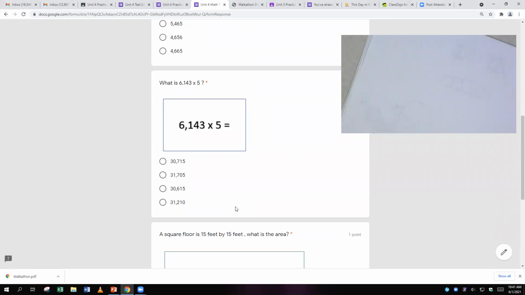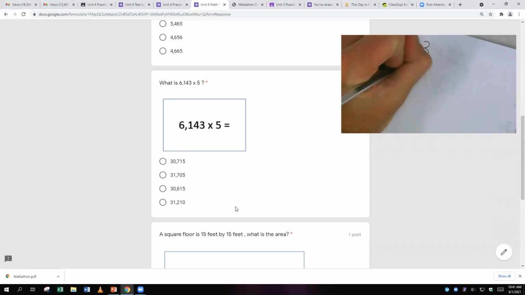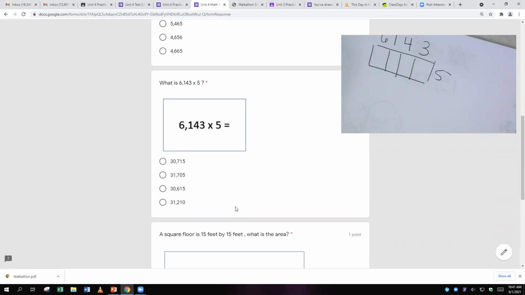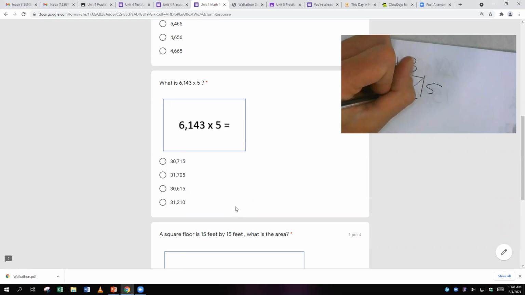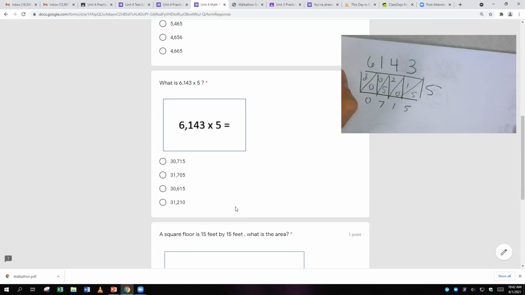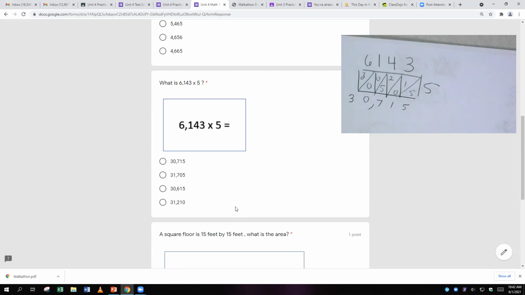And last method's the best for multi-digit times multi-digit, but it also works when multiplying it by a single digit. 5 times 3 is 15. 5 times 4 is 20. 5 times 1 is 5. And 5 times 6 is 30. 5 falls down, 1 falls down, 7 falls down, 0 falls down, 3 falls down, 30,715.